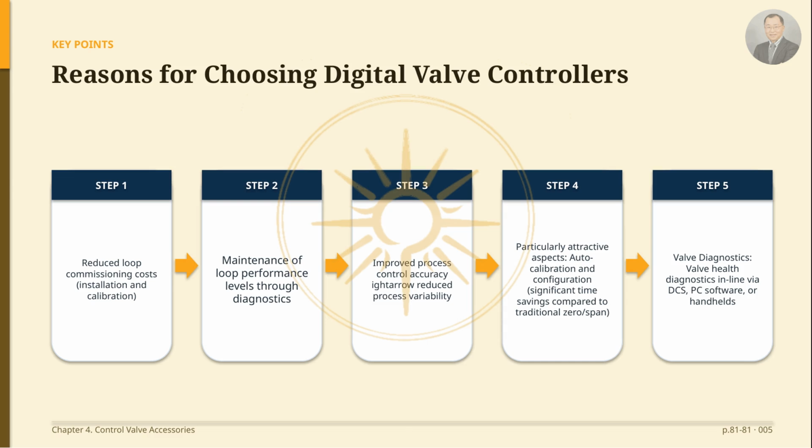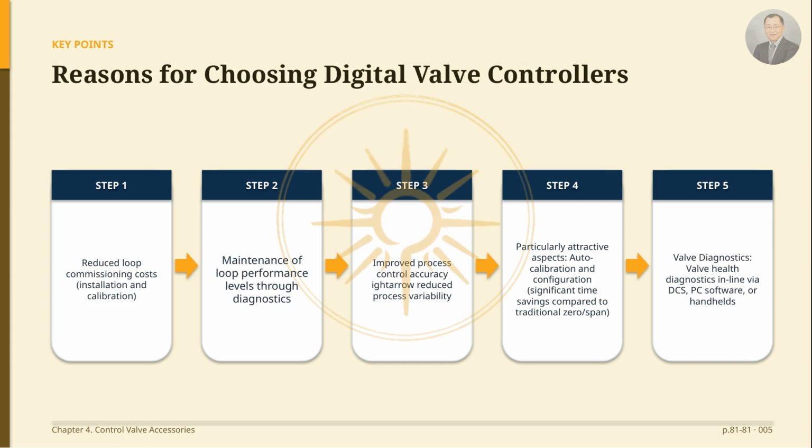There are several reasons why users choose digital valve controllers. They reduce loop commissioning costs, including installation and calibration, maintain loop performance levels through diagnostics, and improve process control accuracy to reduce process variability. Two aspects are particularly attractive. One is automatic calibration and configuration, which saves considerable time compared to traditional zero and spanning. The other is valve diagnostics, using a distributed control system, DCS, PC software tools, or handheld communicators. Users can diagnose the health of the valve while it is still in the line.